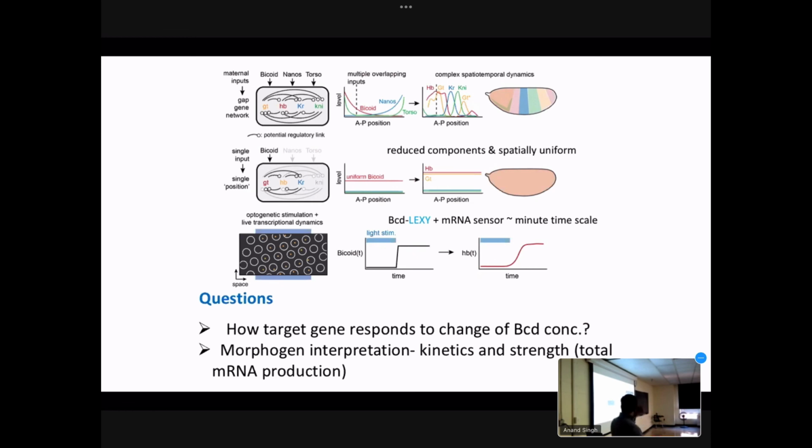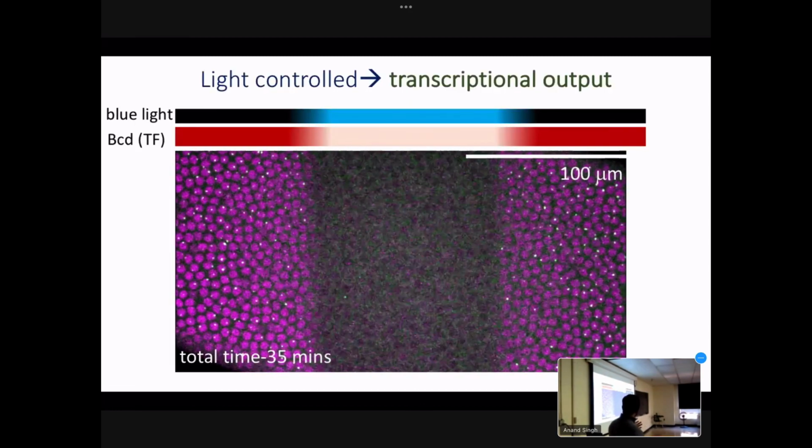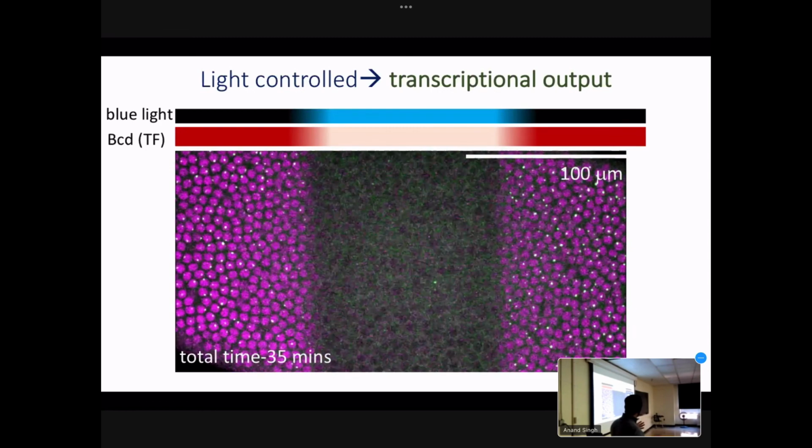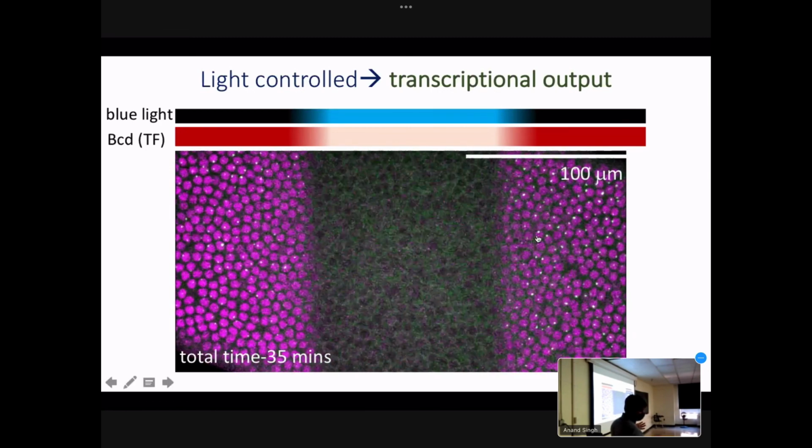And with this, why do we want to do this 1 minute perturbation? Because we want to remove all these other inputs that could be playing a role in the expression of these target genes. And so the question we are looking at is how these target genes respond to a change of input concentration, and whether we could understand the kinetics and the strength of the mRNA production. And so that's a movie I'm going to play here. I hope it plays. So what you're seeing, these green little dots are mRNA sensors. These are individual nuclei.